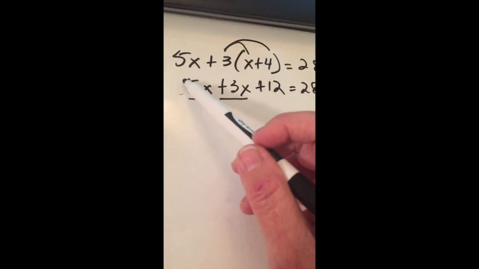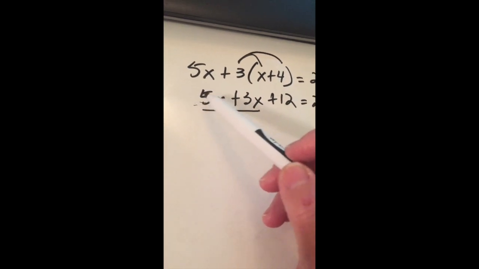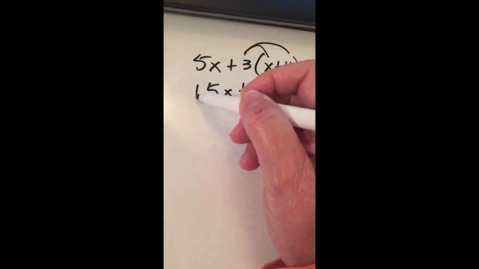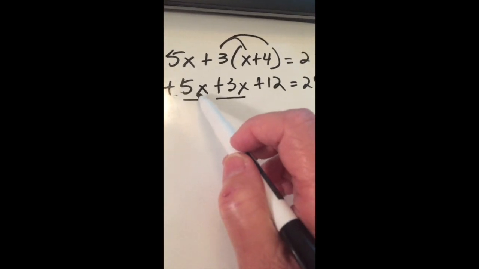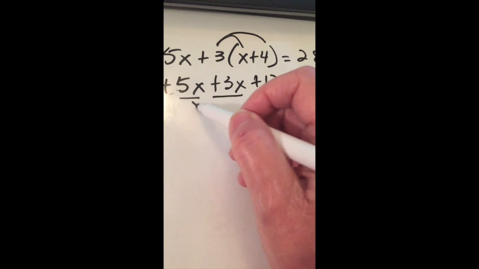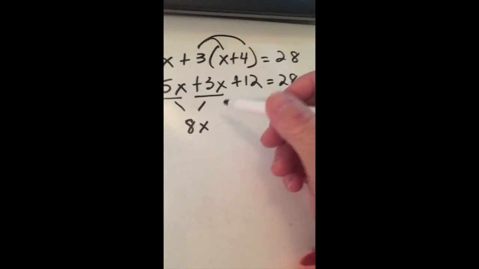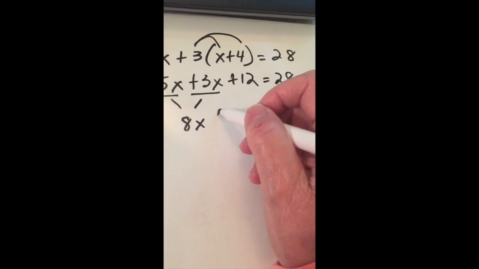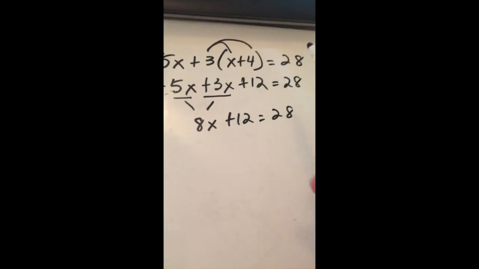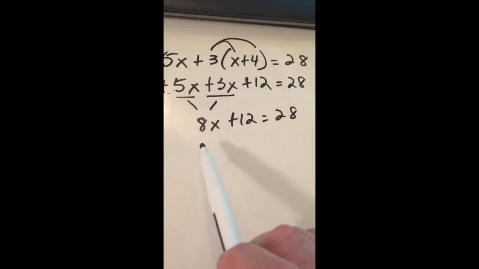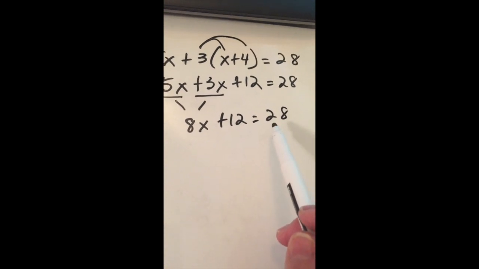Okay, if there's not an operator, a plus or minus sign in front of a term, we assume it's a plus. Okay, so 5x plus 3x, we're going to combine them together. That gives us 8x. We're going to bring down the rest of the equation. Plus 12 equals 28. So now we've gone from a multi-step to a two-step. We have 8x plus 12 equals 28.